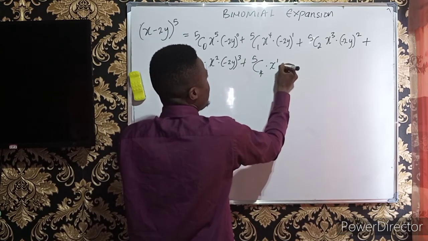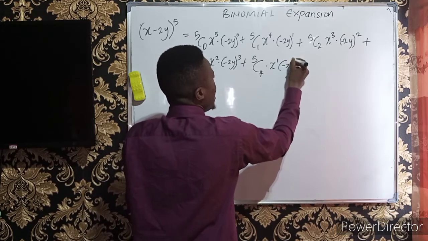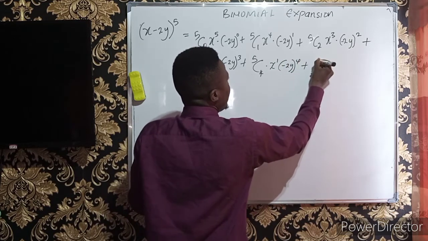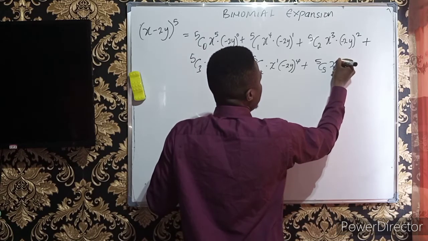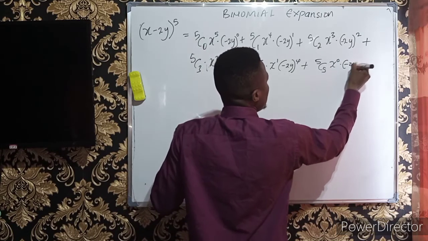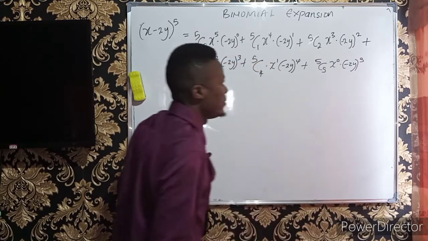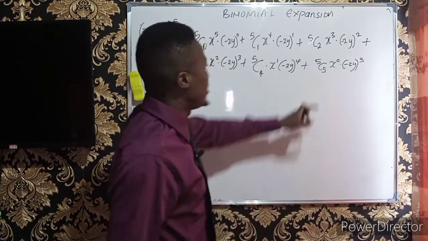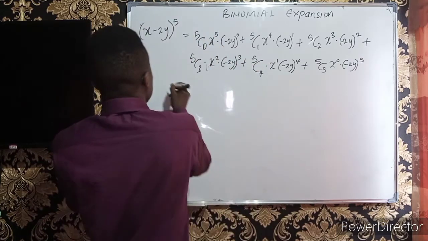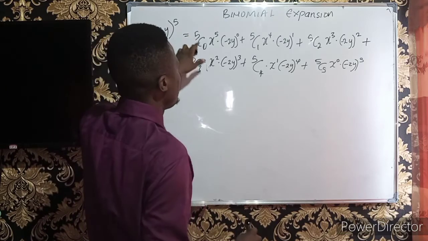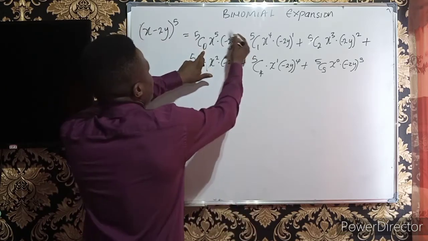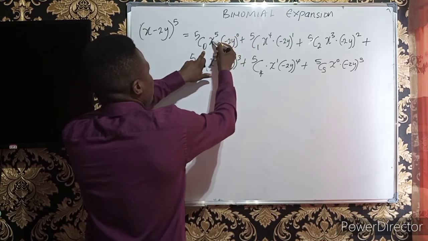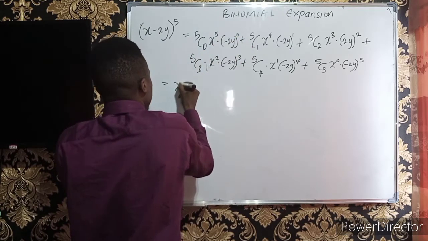We have our x to the power of 1, (−2y) will increase to 4, and finally 5 combination 5. We have x to the power of 0 dot (−2y) to the power of 5. When you get to 5 combination 5, you stop. So this is the same thing as 5 combination 0, without wasting time, is 1. Okay, and anything to the power of 0 is 1. So we are left with x to the power of 5.